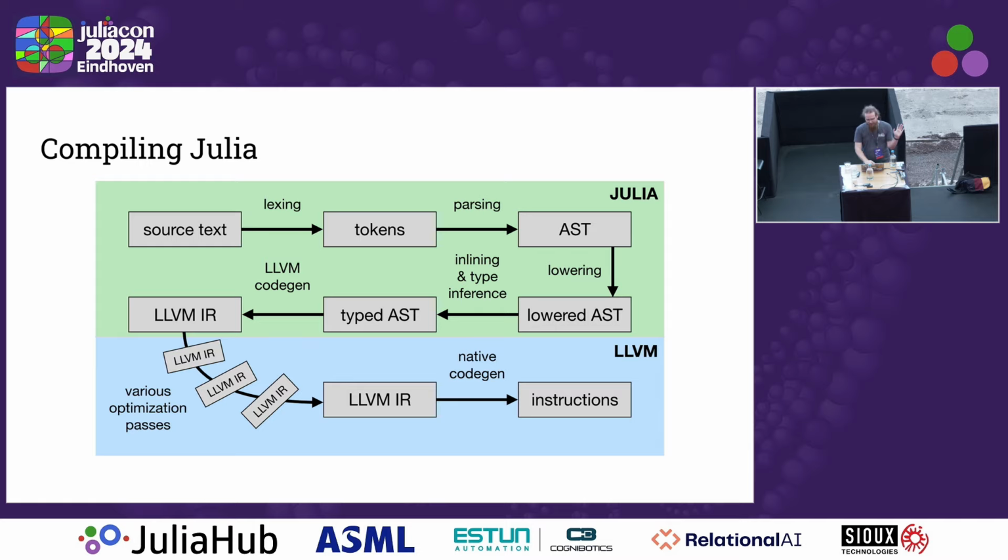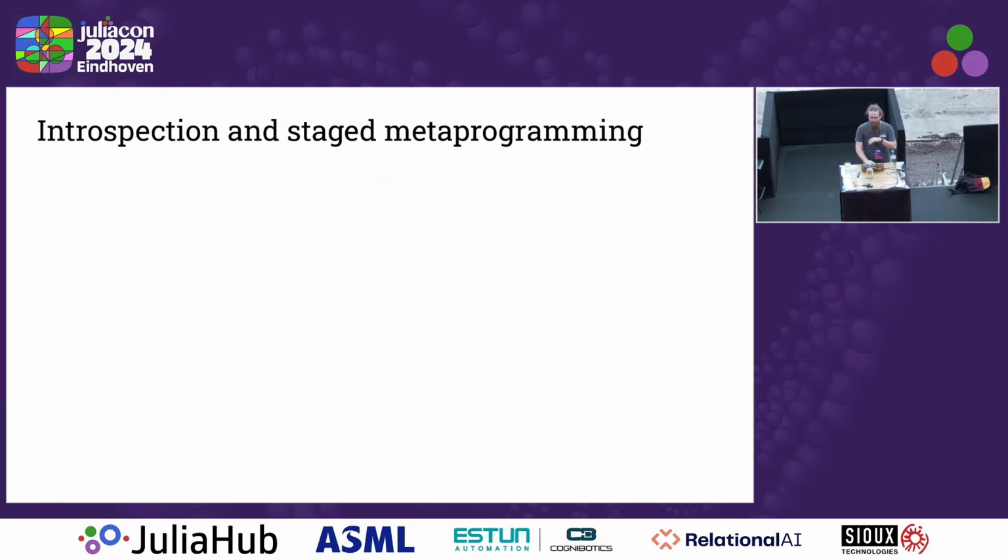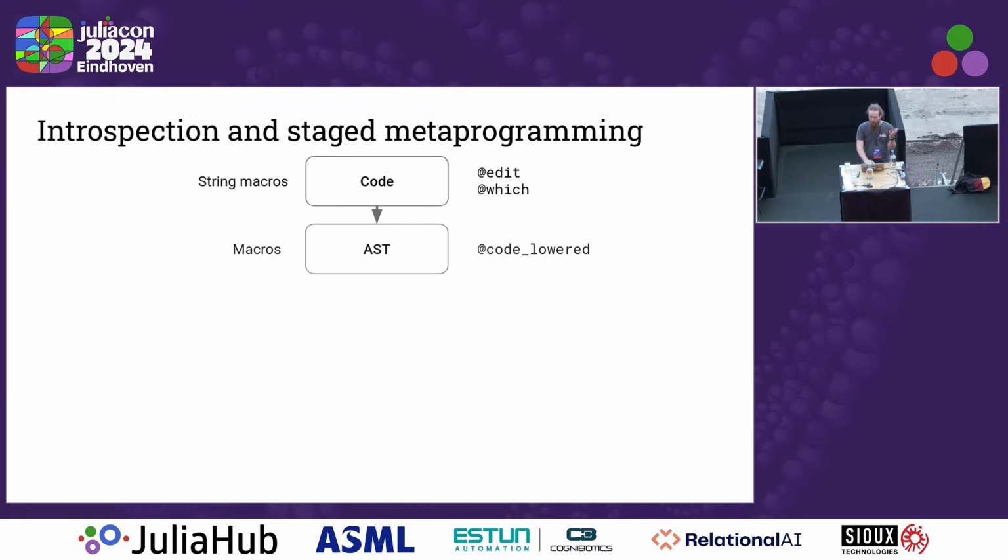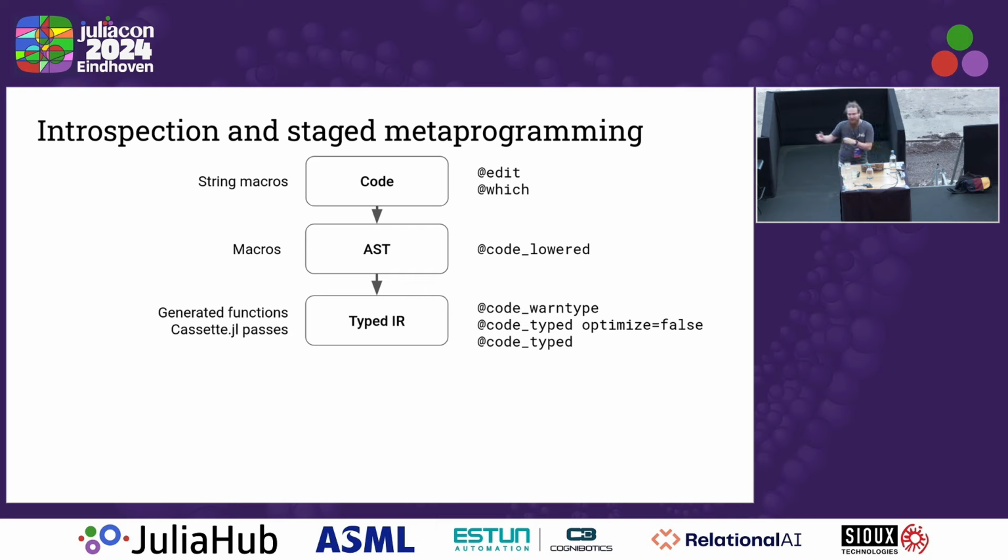I'm glossing over this. This is basically what Frames was talking about earlier. And we have tools to work at the levels of compilation. So if you want to look at what code is being executed by a function, you can use edit in there, to find out what actually is being executed. You can work with macros. You can look at the output of macros. You can look at the lowering process. We have typed IR. And as people mentioned, we have generated functions. We have Cassette parsers, all of that fun things.